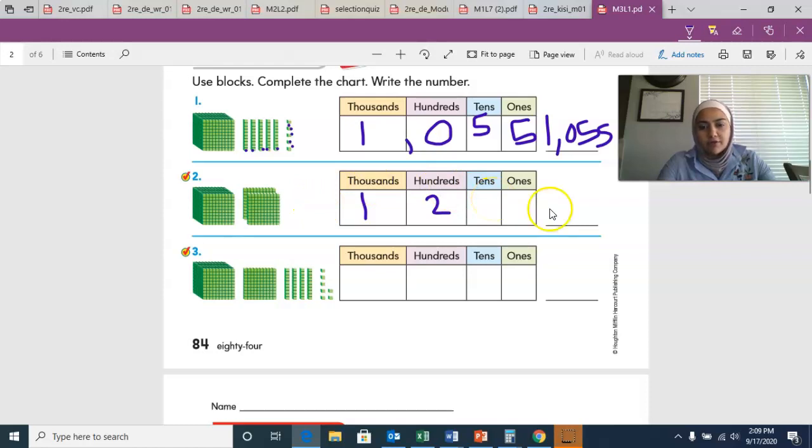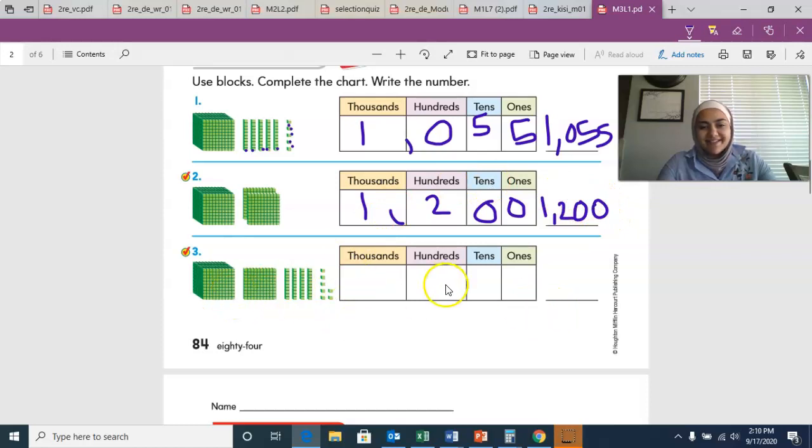No, goodness no, don't do that. It's going to mess up your number. Put the zeros there. Now I put the comma, ones, tens, hundreds, and then comma. So what's my number? 1,200. Very good. 1,200. All right.